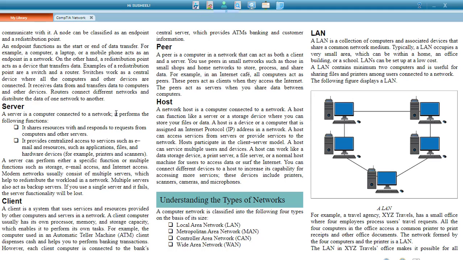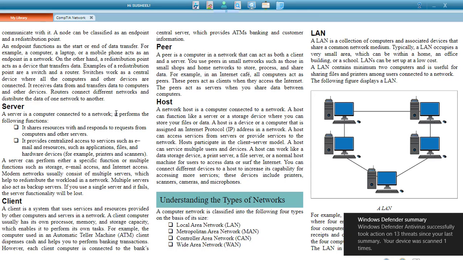Understanding the types of networks. A computer network is classified into the following 4 types on the basis of its size. Local area network, LAN. Metropolitan area network, MAN. Controller area network, CAN. Wide area network, WAN.